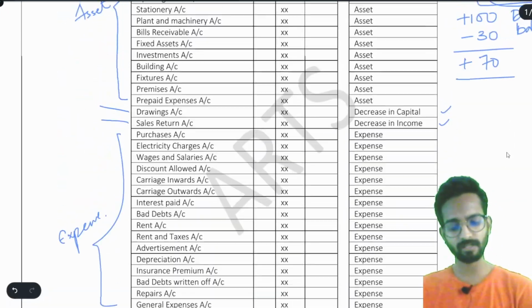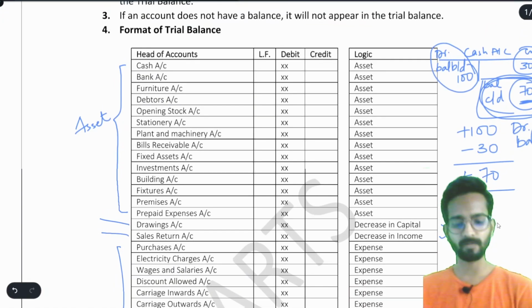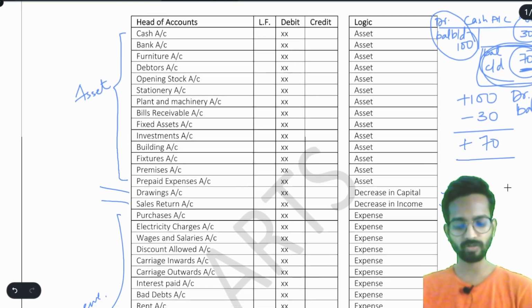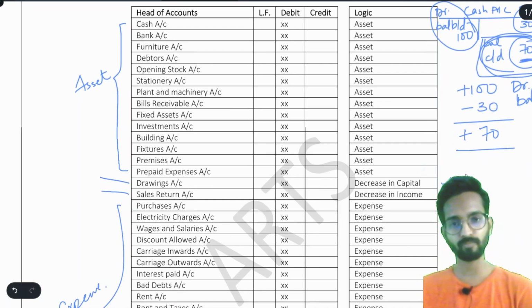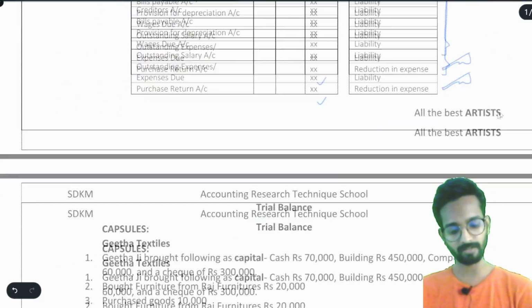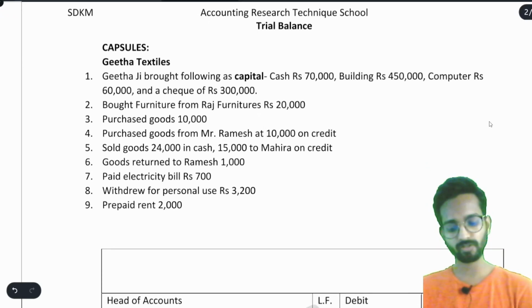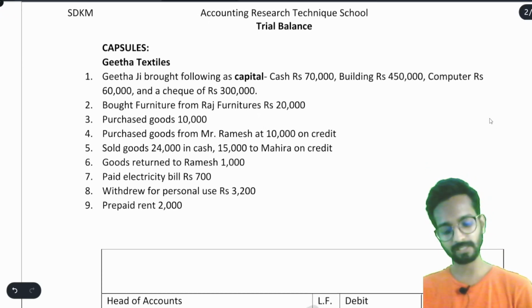We'll solve a question that will give us more clarity. See, I have given this table so that whenever you are solving questions from any book, whether it be NCERT or any guide or any sample paper, it will be helpful for you, because I have covered here the majority of the topics. Majority of the accounts are already written here. Now, moving to the first question we have, the first capsule is Geeta Textile. What is happening? Let's see.